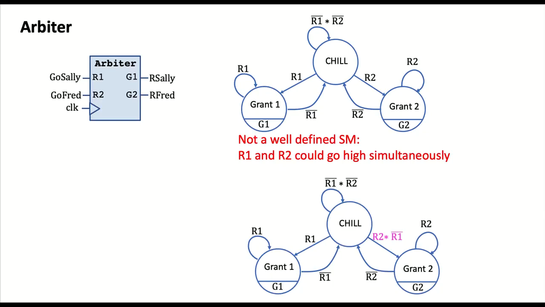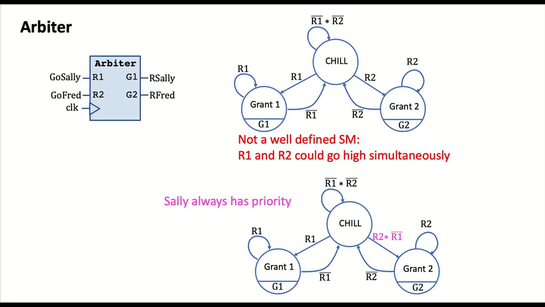I have decided, arbitrarily, that Sally wins. So here's a version where I solve the problem, and all I need to do is change this arc that said Fred only gets it if Sally doesn't want it. Now these four arcs are mutually exclusive. Sally gets it if Sally wants it. So this is 1, 1, and 1, 0, and this is only 0, 1, and this one is 0, 0. So we solved that problem.